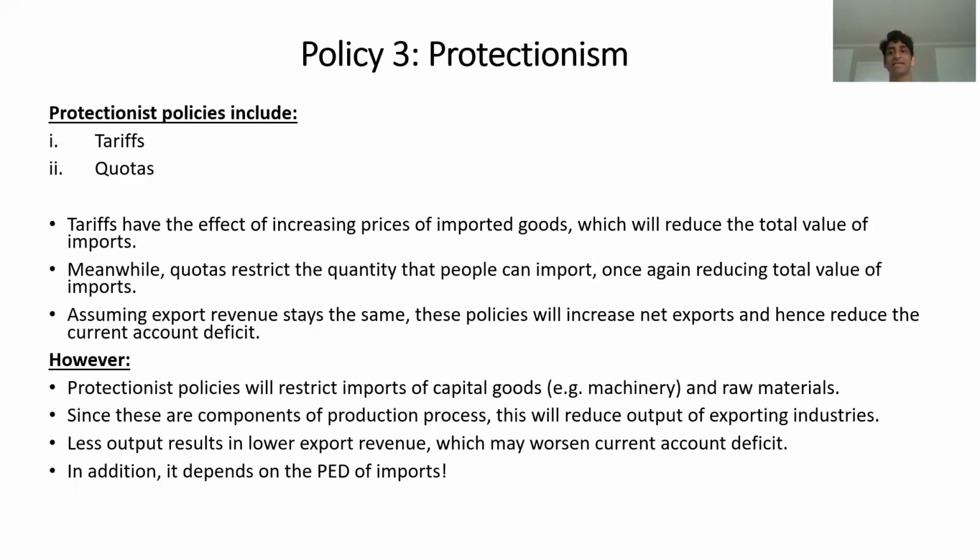If the elasticity is high enough, then the overall spending on imports, in other words the total value of imports, is going to be lower. As that happens, assuming your exports stay the same and imports are lower, your net exports are higher, and therefore you can reverse your current account deficit. Meanwhile, quotas restrict the quantity that people can import. So at a given price, the quantity is restricted, meaning that, again, the total value of imports is reduced.